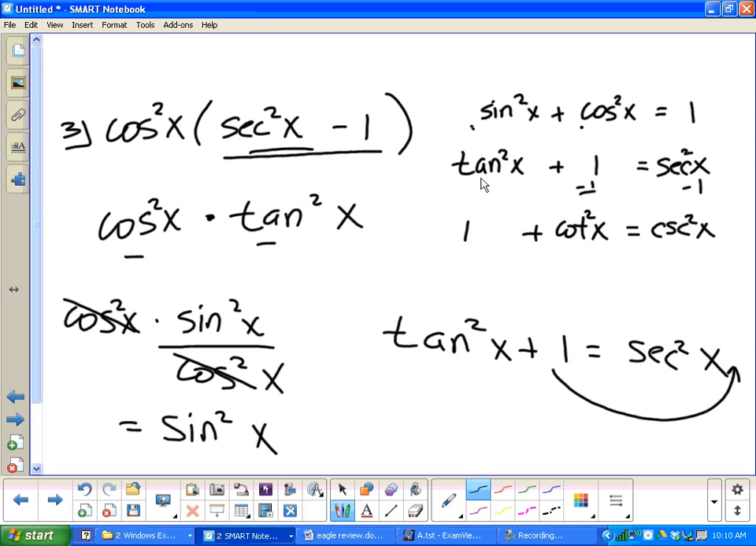Secant squared minus 1 is tangent squared. Go back to this, Thomas. See, if I take that 1 over, I get tangent squared x equals secant squared x minus 1. All right, we okay now? Yeah, didn't I tell you this will be a little bit more challenging? Okay. But once you start figuring out how to manipulate those Pythagorean identities, it's not that bad.